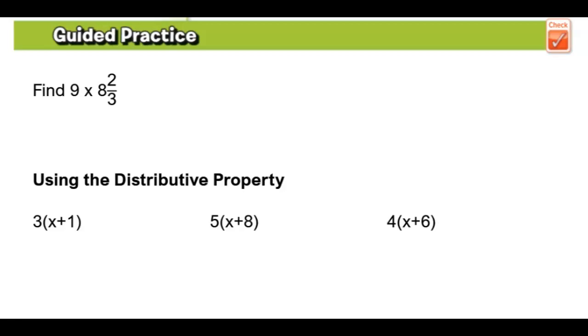On this first question, you're asked to find 9 times 8 2/3 using mental math. You'll remember from the video, this is the same as 9 times 8 and 9 times 2/3 added together. 9 times 8 is 72.